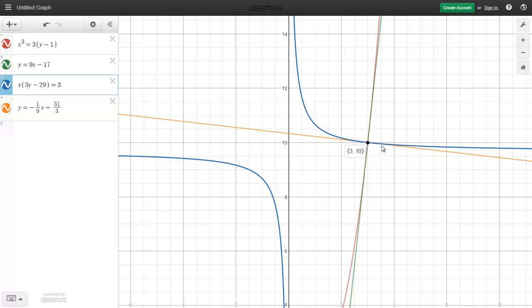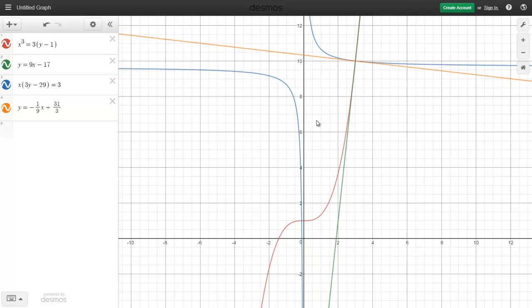At this point right here, where these two curves intersect, you have a red curve, and I know it's kind of close here, intersecting a blue curve at the point (3, 10). We have both tangent lines drawn, the tangent line to the blue curve and the tangent line to the red curve, which results in the orange tangent line and the green tangent line, and those two tangent lines are perpendicular at this point. So that's what it means to be orthogonal.